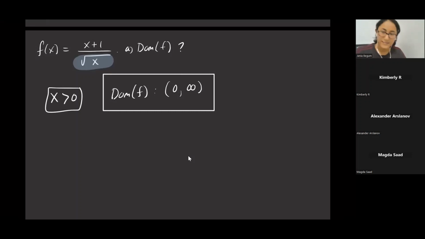Let me know if you understand this. Yes, I understand that part. Actually, now that I'm looking at it, I got the second part right, so I'm good with that next question.